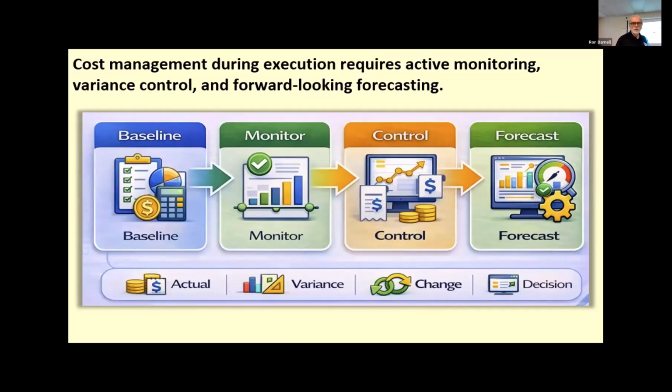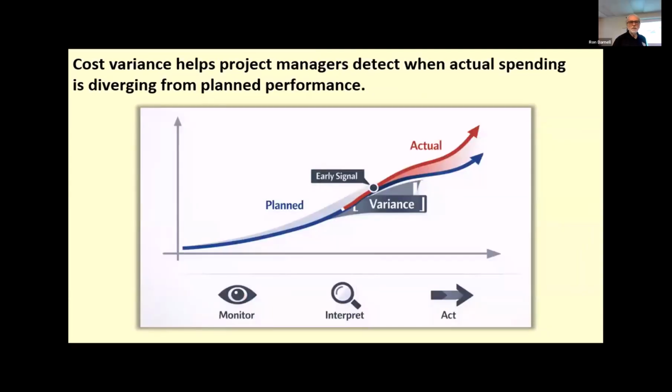So that's what we're wanting to do, is we want to anticipate what's going on. The key indicator is cost. It's called cost variance. It's a pretty simple construct, but cost variance provides an early signal of emerging performance problems. Cost variance helps project managers detect when actual spending is diverging from planned performance.